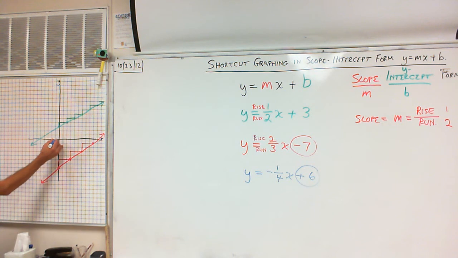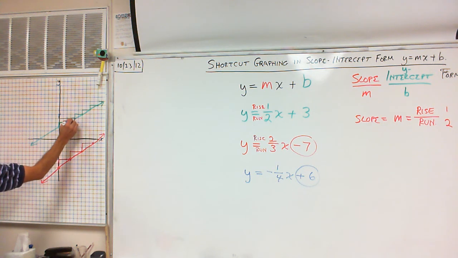So, okay, I'm going to go up and get my y-intercept at 6. 1, 2, 3, 4, 5, 6. I'm going to put a dot there at 6. And from 6, I'm going to keep my pencil or marker on 6. I'm going to go down, negative rise of 1. So I'm going to go down 1 and then over 4. 1, 2, 3, 4.